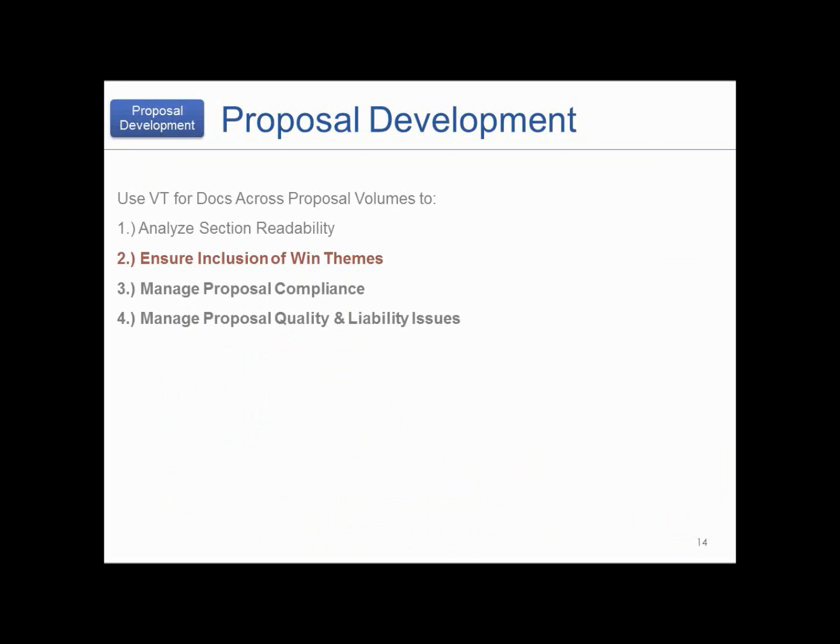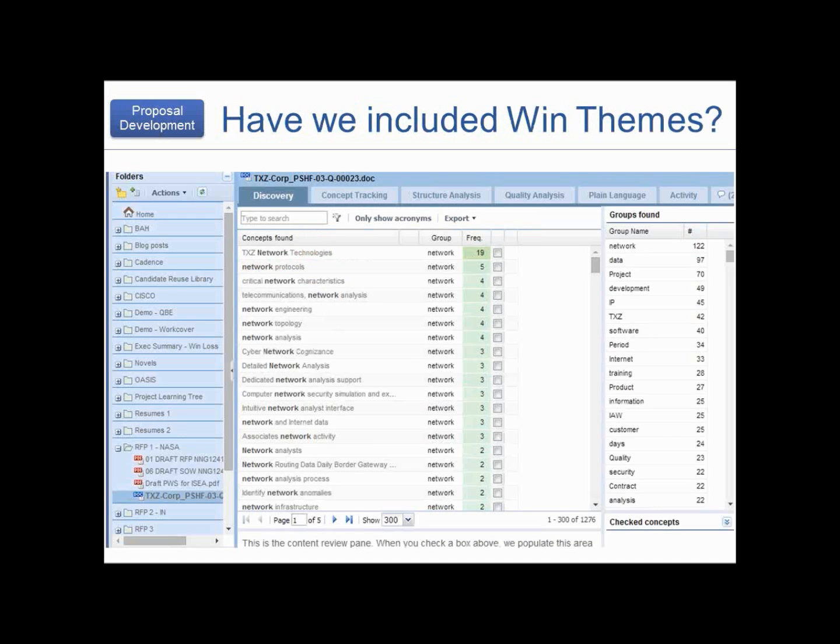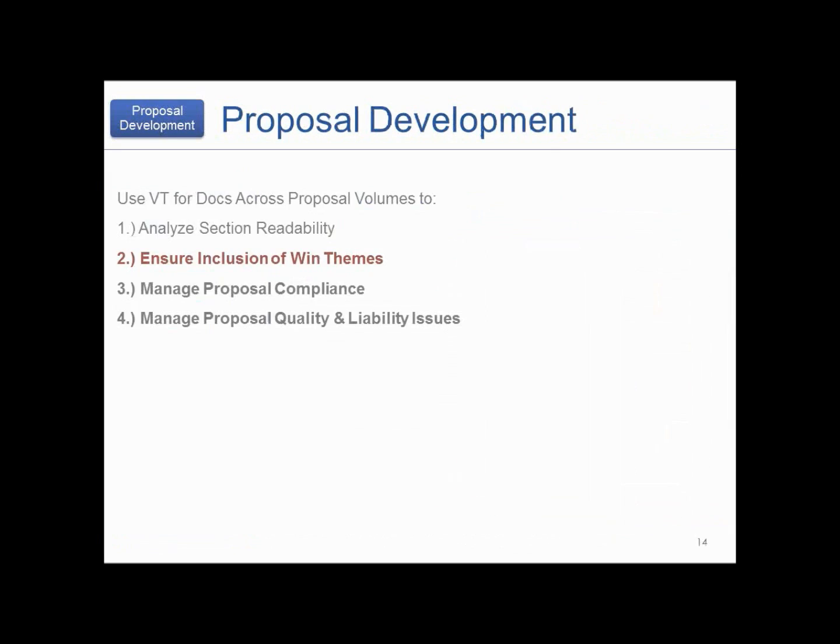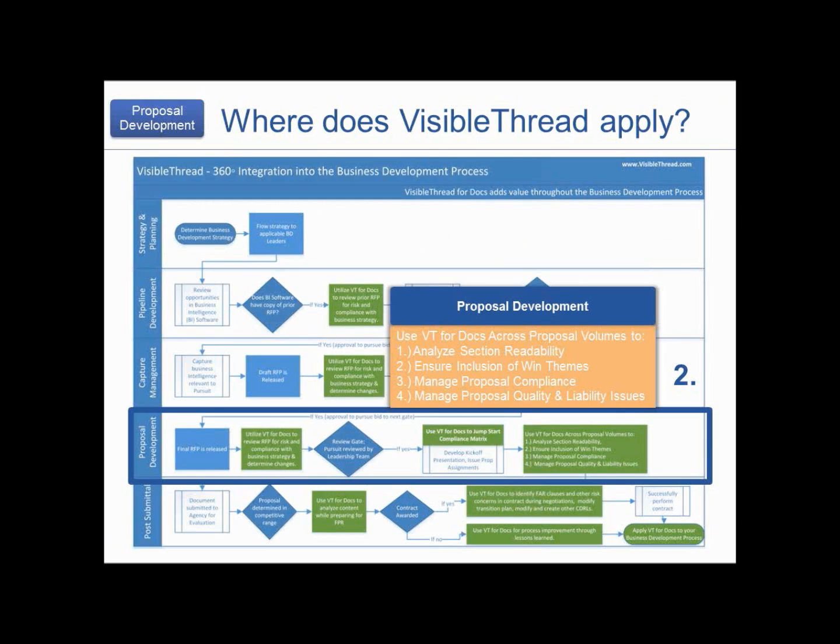The first thing is inclusion of win themes. And here what I'm looking at is a different view. This view is now a document-specific view. The view I was looking at a moment ago was the folder view, and I'll just flick back to give you a quick sense of that. This is a folder level view where you get each document itemized on a column basis on the right-hand side.